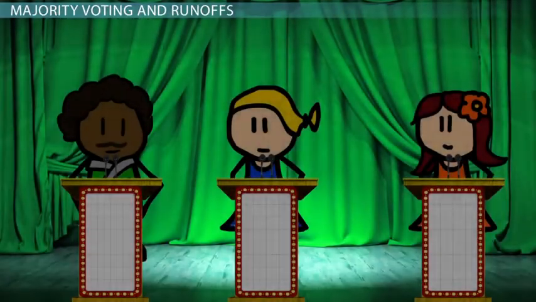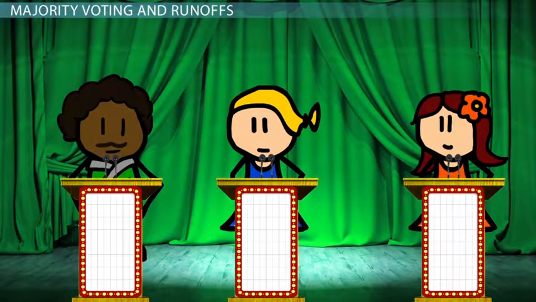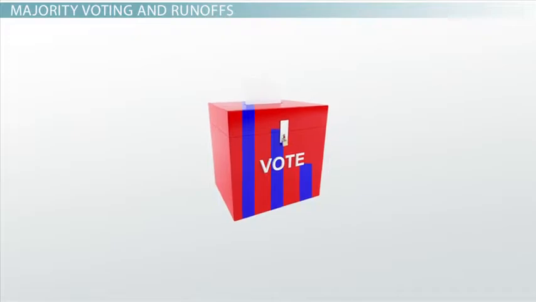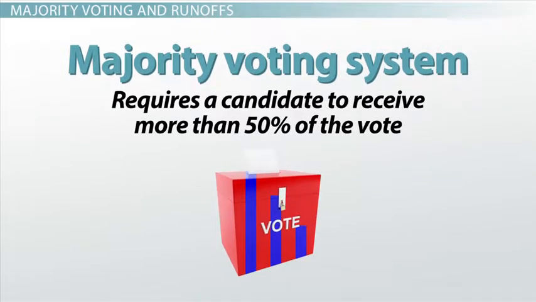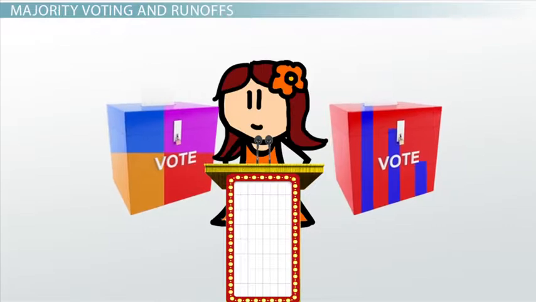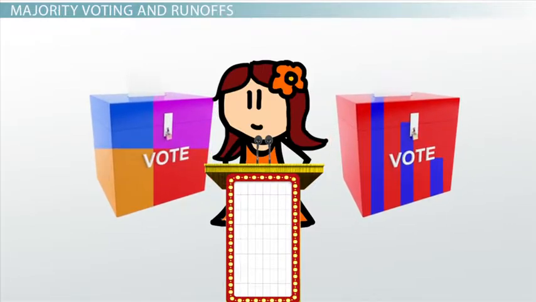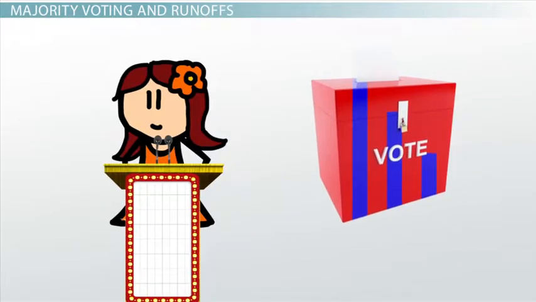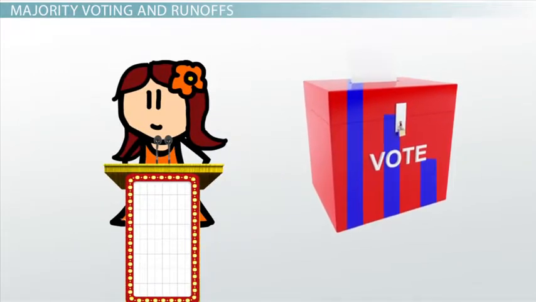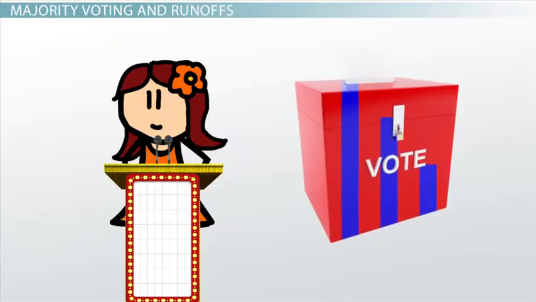But this school election is a bit different. They're trying something new this year to determine who the class president will be. Instead of a plurality-based election, this election will use a majority voting system. This system requires a candidate to receive more than 50% of the vote. In both the plurality and majority systems, the candidate with the most votes will win, but in a majority voting system, this could take more than one election if no one wins the majority in the first case.